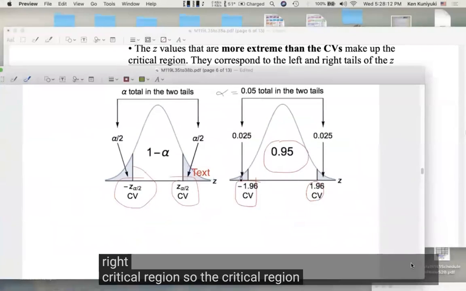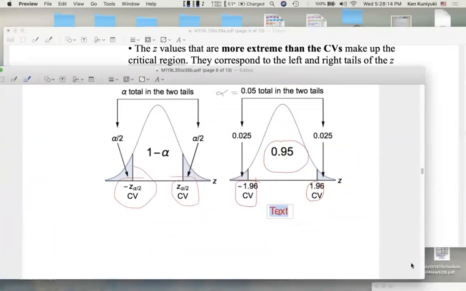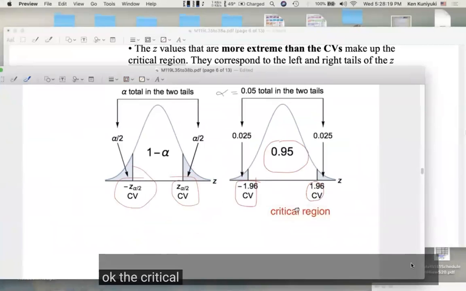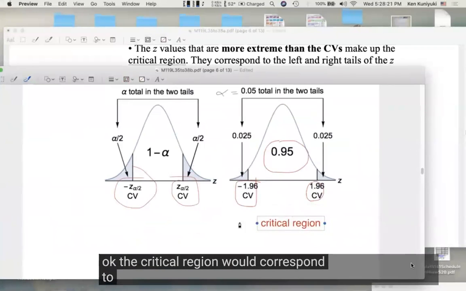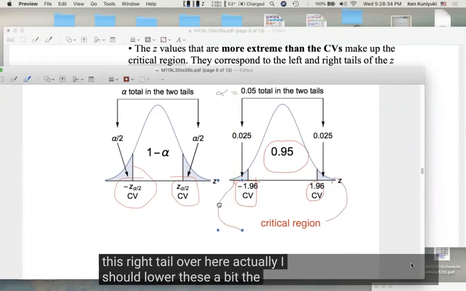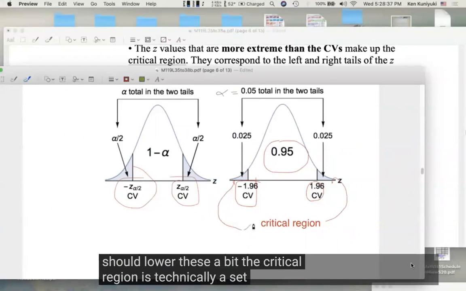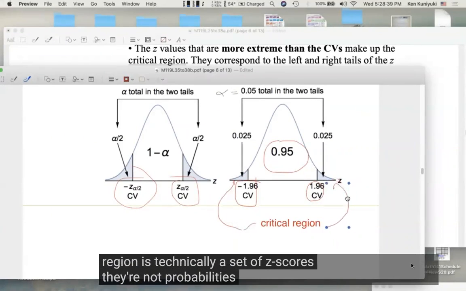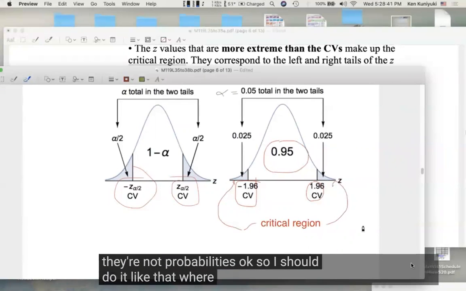So the critical region would correspond to both this left tail over here and this right tail over here. Actually, I should lower these a bit. The critical region is technically a set of z-scores. They're not probabilities. So I should do it like that, where I'm pointing to these z-scores.